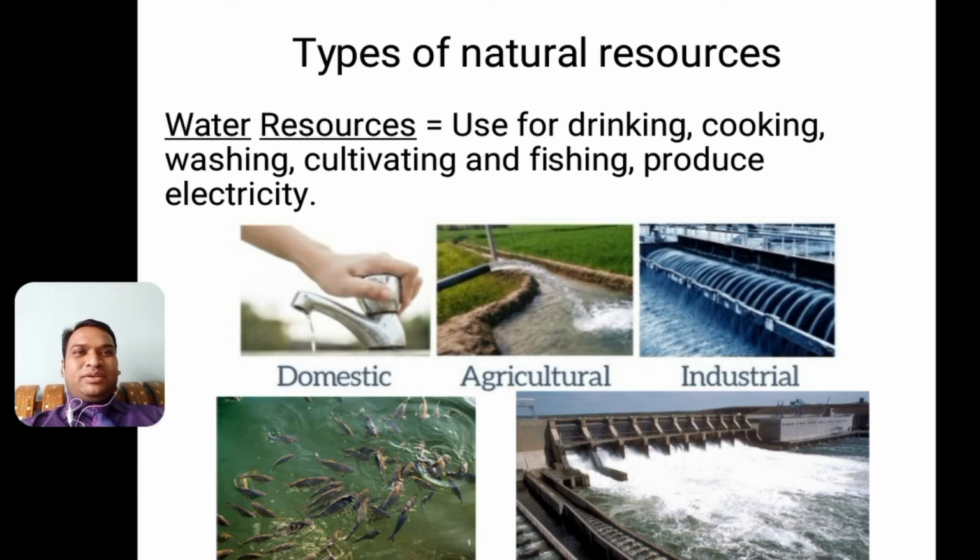So first we need to talk about water resources. We use water for drinking, cooking, washing, cultivating, fishing, and producing electricity. So this water is very important. We cannot think of a single day without water. It helps us in many ways. Already I mentioned that we use it for drinking, cooking, washing, cultivating, and fishing, and one of the important things is that we create electricity using this water. You see the last picture here.